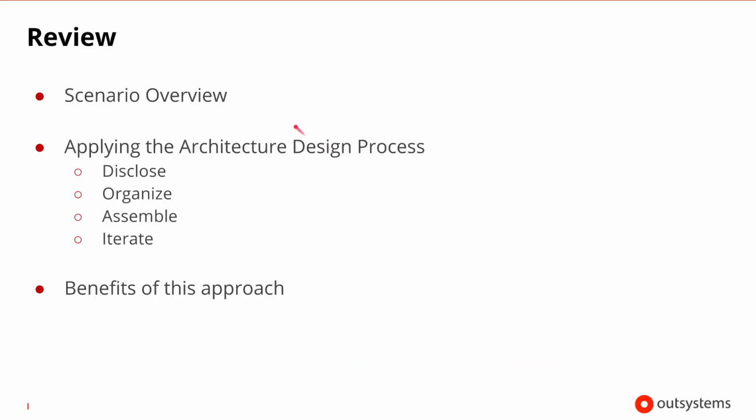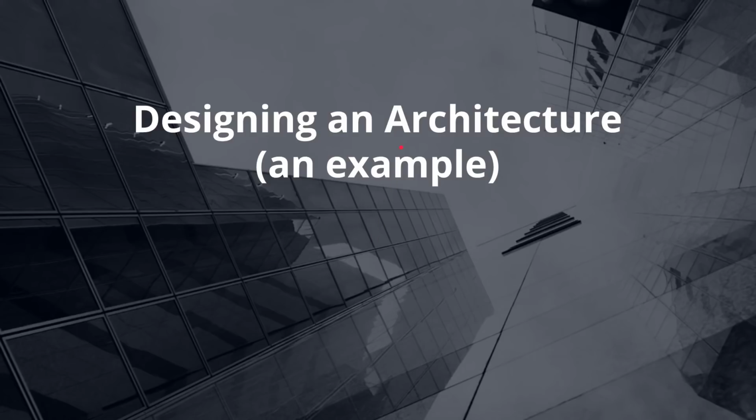So in this session, to review, we looked at the overview of the scenario, and then we began applying the architecture design process. We did a number of disclosures, we organized lots of things, and at the end we assembled things. So we iterated through all three different processes and came up with a final architecture. And then after that, we looked at the benefits, the overall benefits of this type of approach. So that's it for the example of designing an architecture.